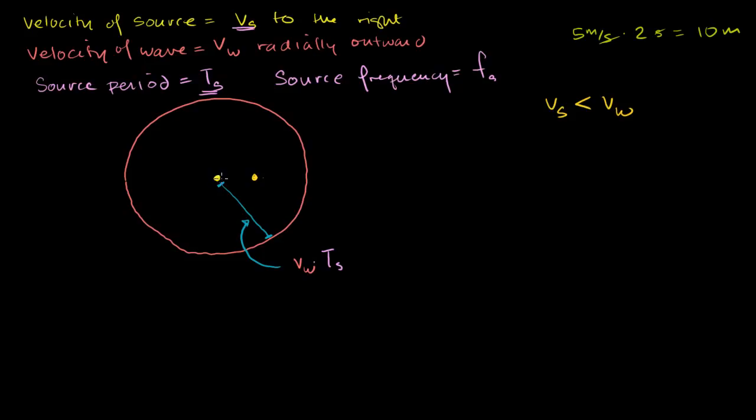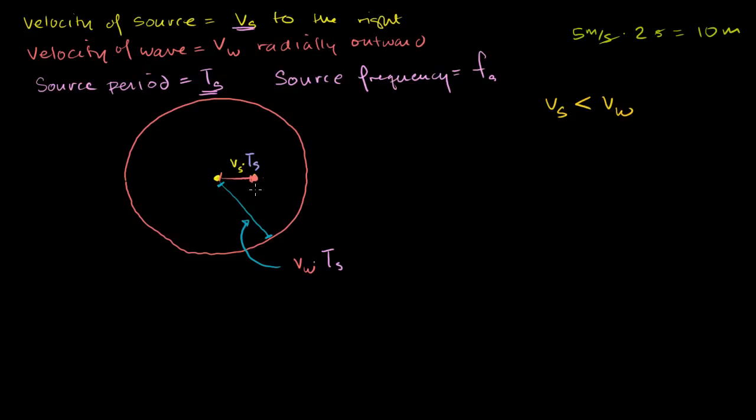But what is this distance? Remember, let me do it in orange as well. This orange reality is what's happened after t sub s seconds. So this distance right there, I'll do it in a different color, is going to be the velocity of the source, v sub s, times the amount of time that's gone by. And I said at the beginning, that amount of time is the period of the wave. That's the time in question. So period of the wave.